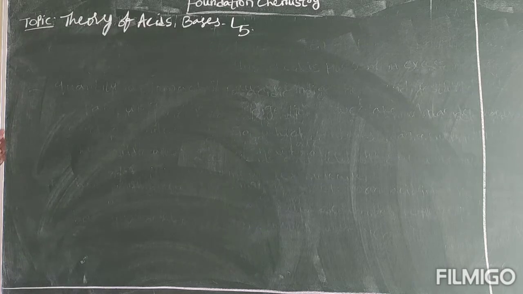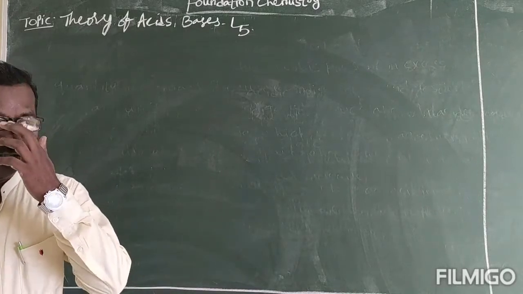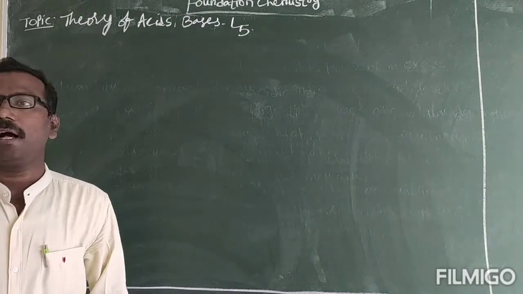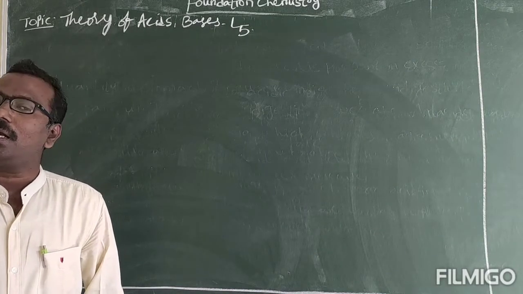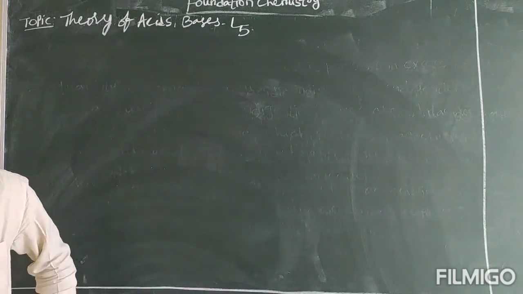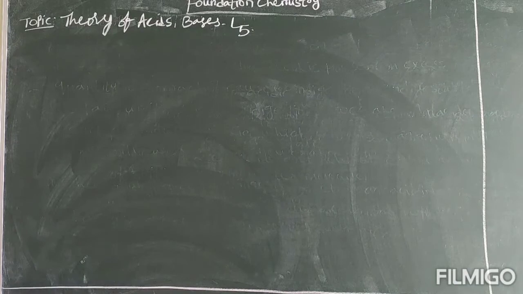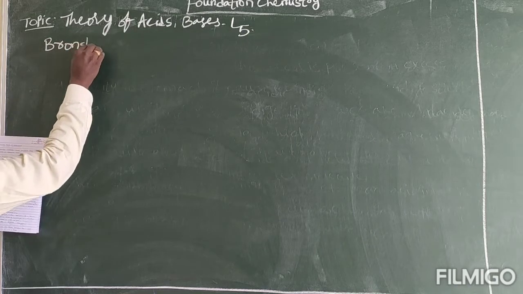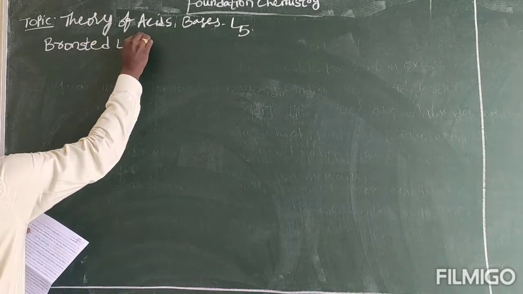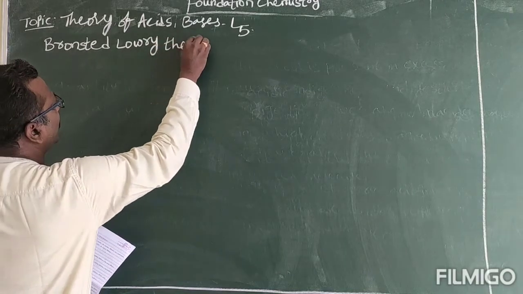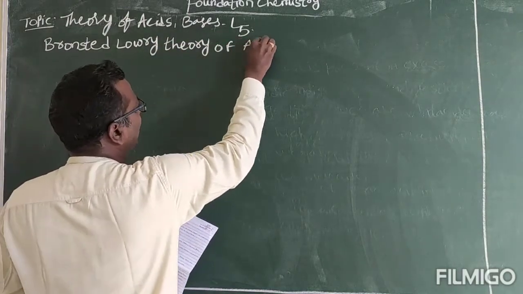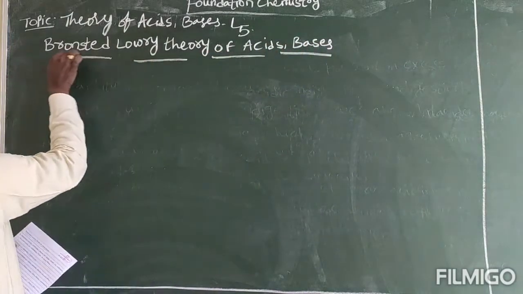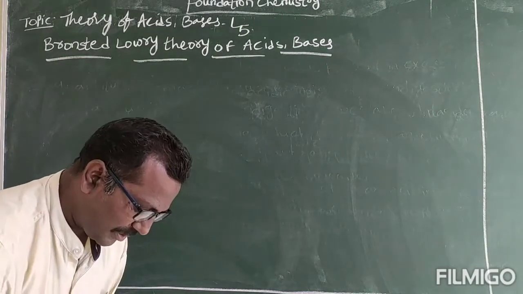Very good morning, children. In the previous class, we had the introduction about the theory of acids and bases: how Arrhenius defined an acid and a base, and what the limitations are in the Arrhenius theory. In today's class, we will be seeing about the Bronsted-Lowry theory of acids and bases.